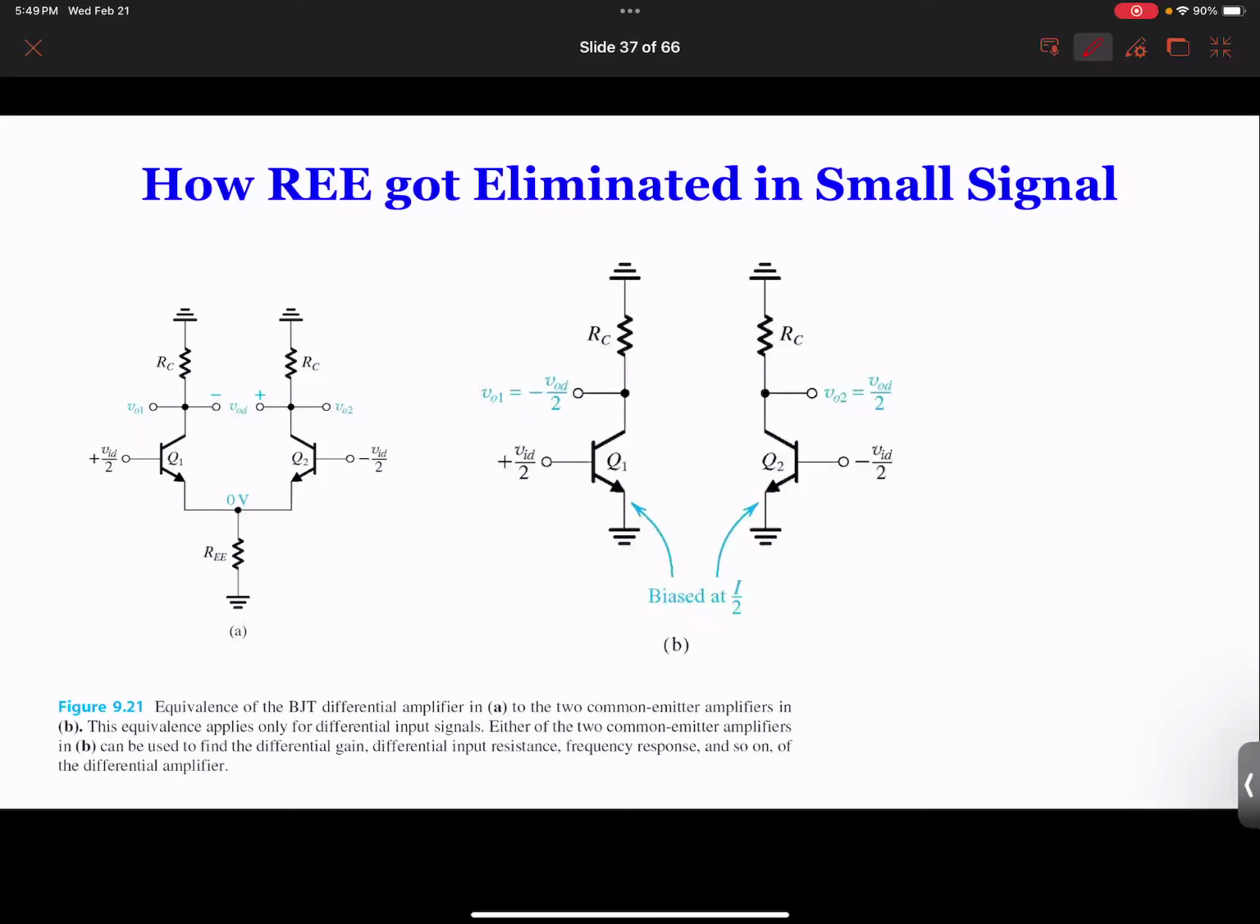Now, let me ask you one question here. If I replace the top ground with VCC, suppose I replace this one with VCC, is that okay? Is this amplifier going to work? No bias. What do you mean no bias?